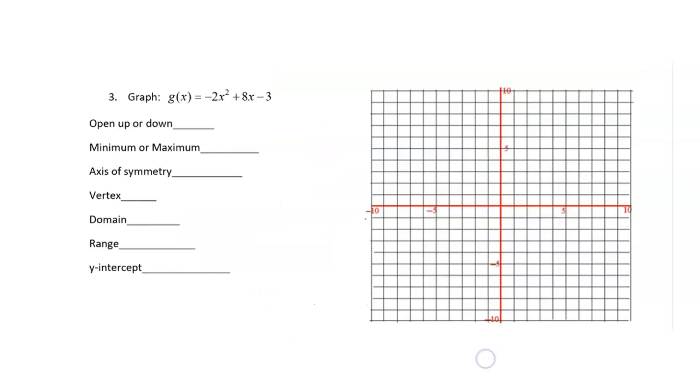Number 3. This time we have a negative leading coefficient, so this is going to open down and have a maximum. Let's find our axis of symmetry by using -b over 2a. So we have -8 over 2 times -2, which will be -8 over -4, which gives me an axis of symmetry of x equals 2.